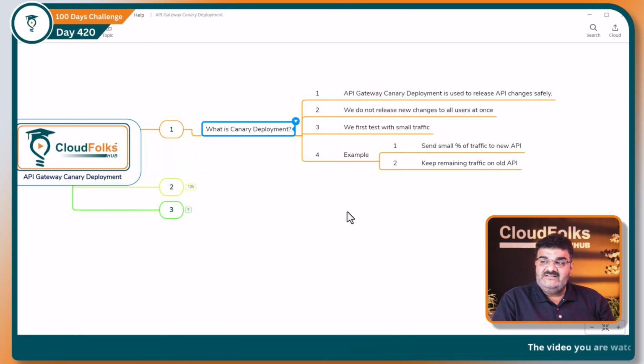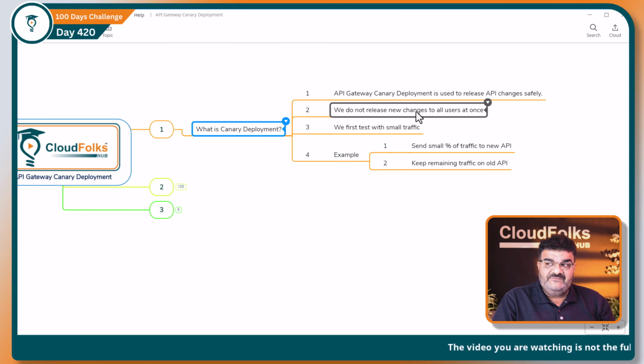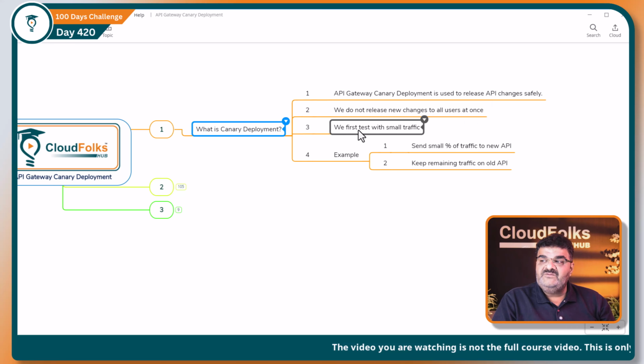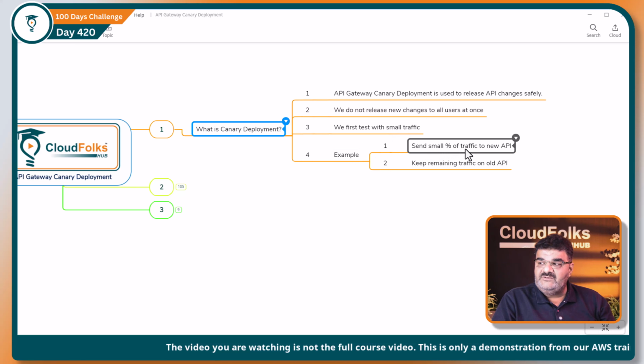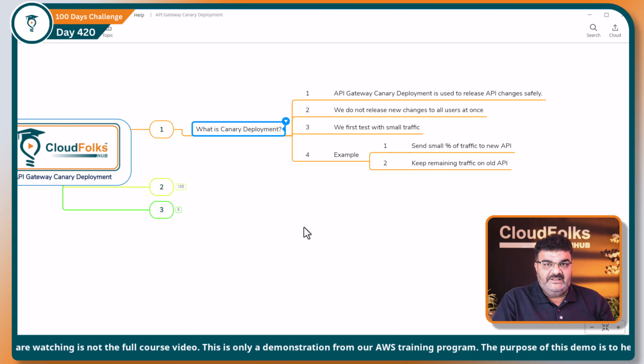First of all, let's understand what Canary deployment is. API Gateway Canary deployment is used to release API changes safely. We do not release new changes to all users at once. We first test with small traffic. For example, send a small percentage of traffic to the new API, and keep the remaining traffic on the old API.